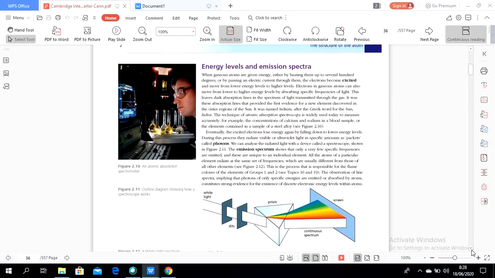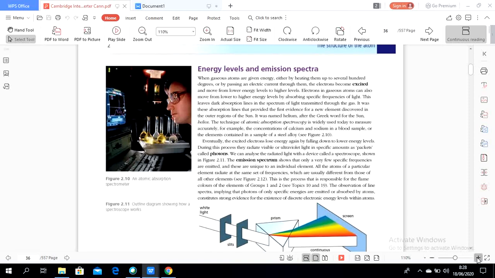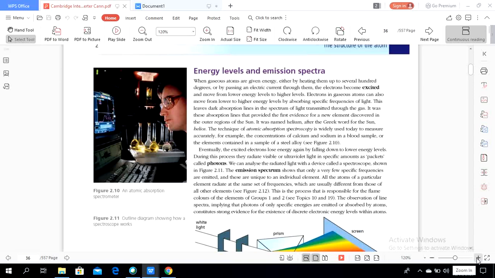When gaseous atoms are given energy, either by heating them up to several hundred degrees or passing a current through them, electrons become excited and move from lower energy levels to higher energy levels. Electrons can also move from lower to higher energy levels by absorbing specific frequencies of light. This leaves dark absorption lines in the spectrum of light transmitted through the gas.